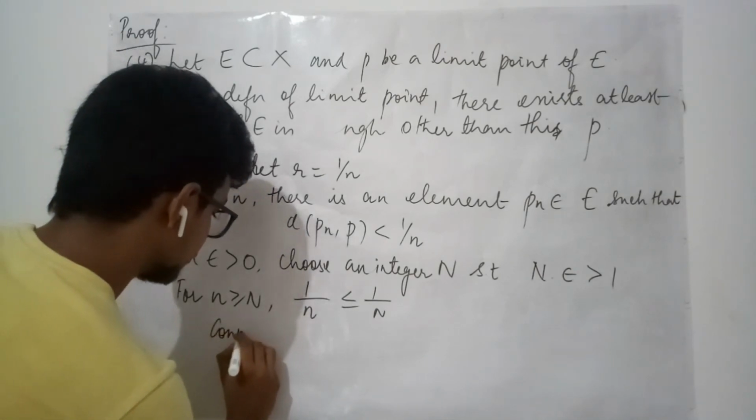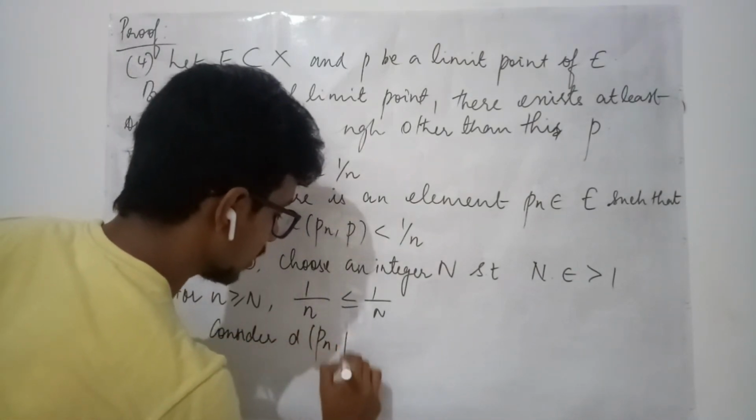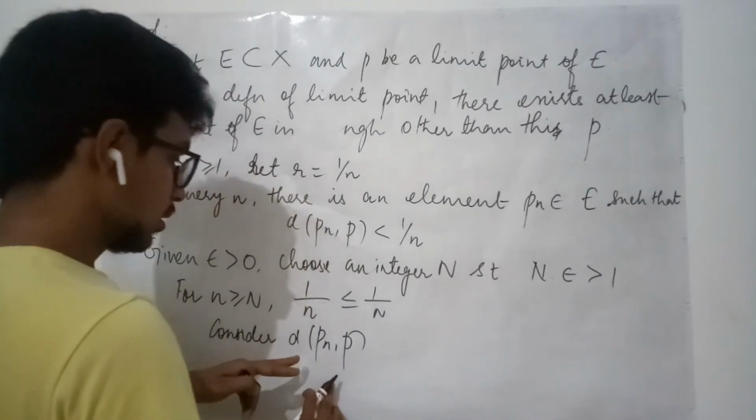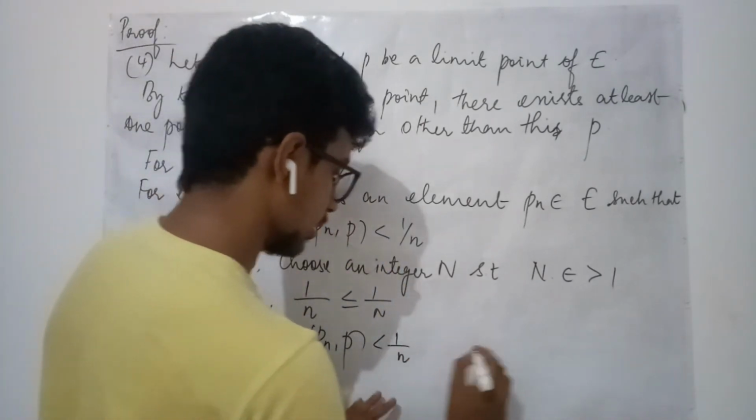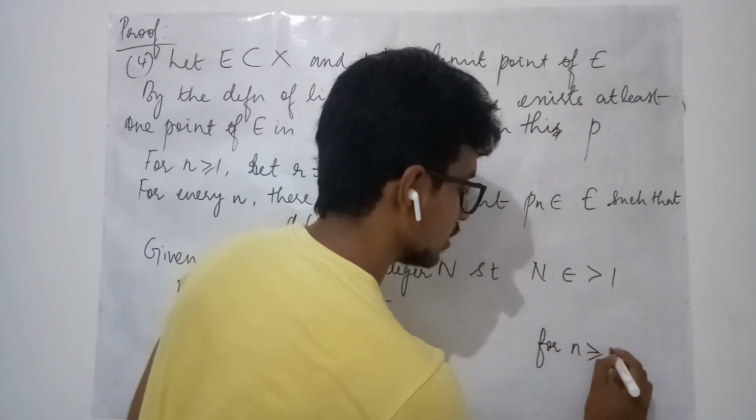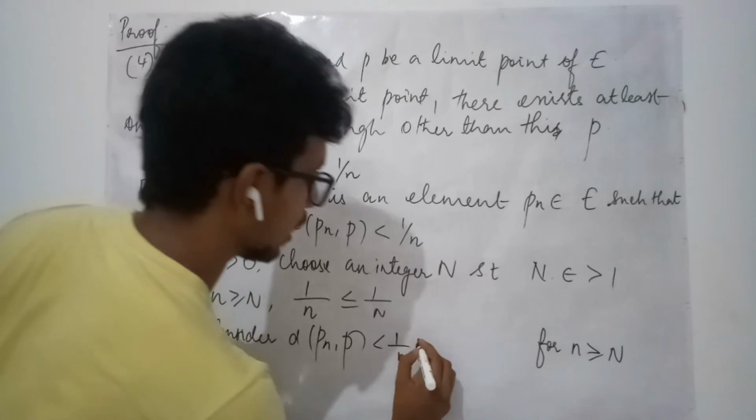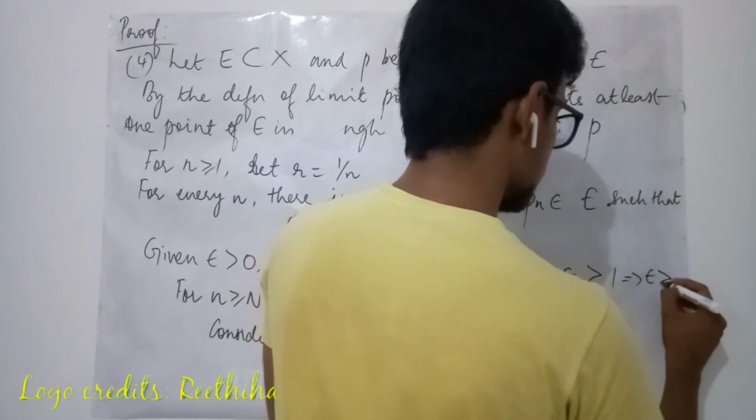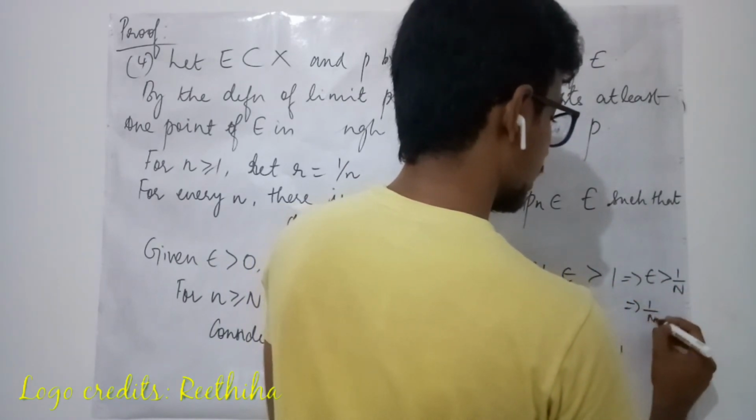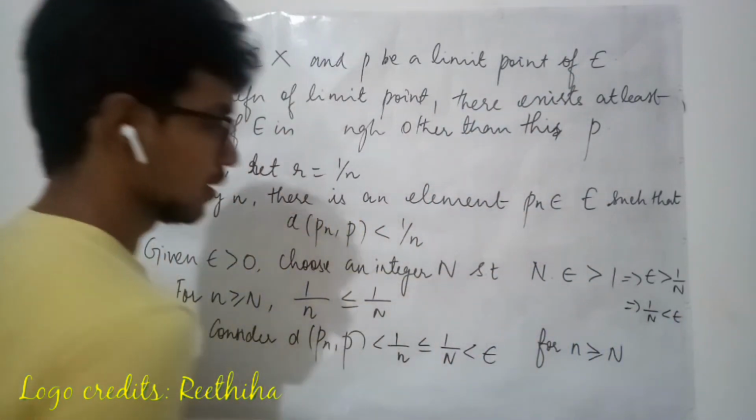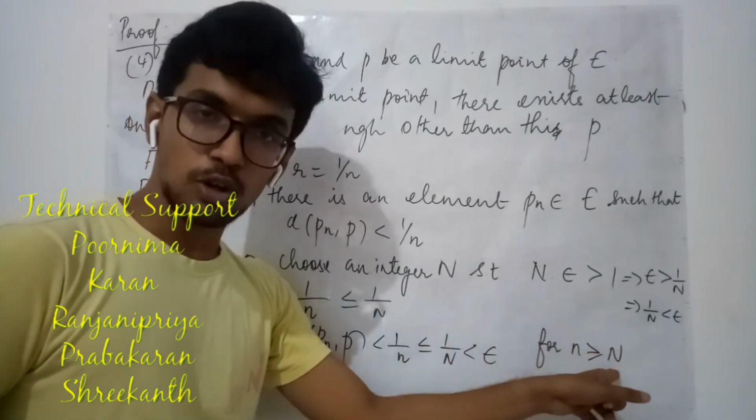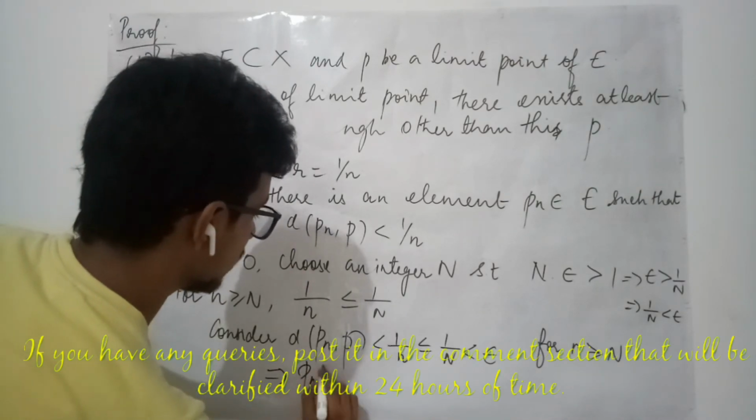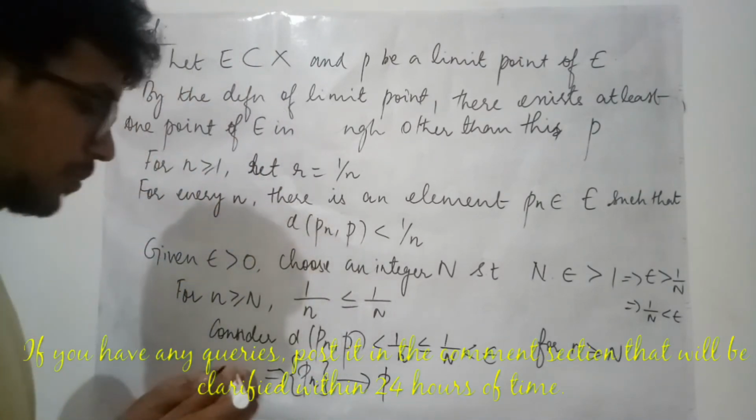Now consider d of Pn comma P after this stage. Okay. This is going to be less than 1 upon n. Now I am talking these things after this stage, which means this 1 upon n is less than or equals 1 upon N, and from this what do you get? This implies your epsilon is bigger than 1 upon N, which means your 1 upon n is less than epsilon. So this is less than epsilon. So for every epsilon, you are able to identify some N such that this is happening. Okay, this tells you what? Your sequence Pn converges to P.